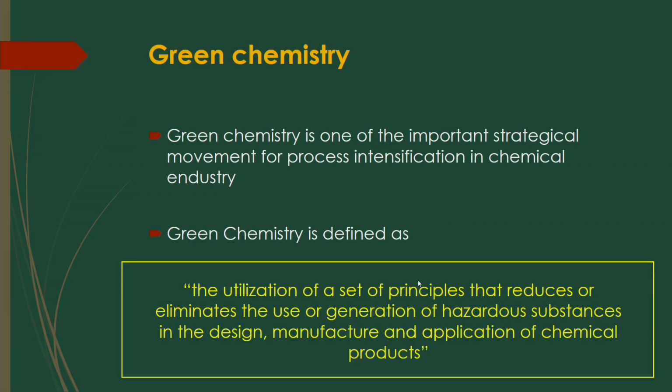So, green chemistry is defined as the utilization of a set of principles that reduces or eliminates the use or generation of hazardous substances in the design, manufacture and application of chemical products. So, the main aspect is to develop the process in such a way that whatever reactants and materials are used for process intensification in this green way, green chemistry should be followed. So, green chemistry means synthesis of chemicals in such a way that fewer hazardous materials are produced during the synthesis process.